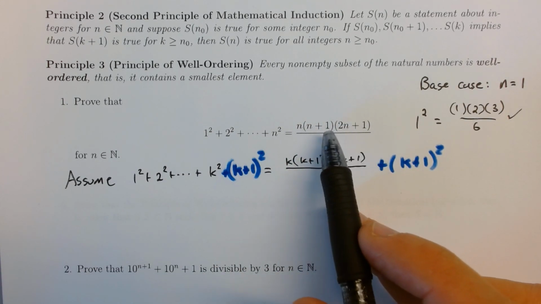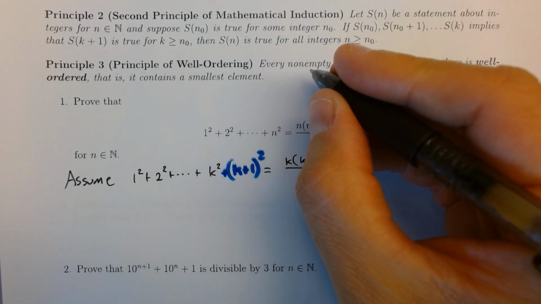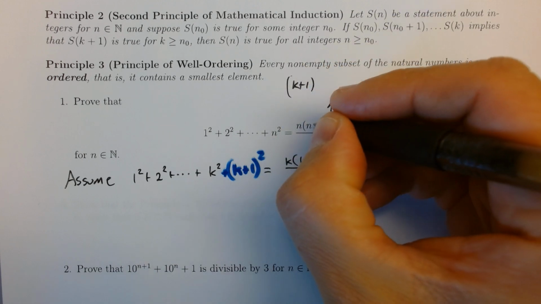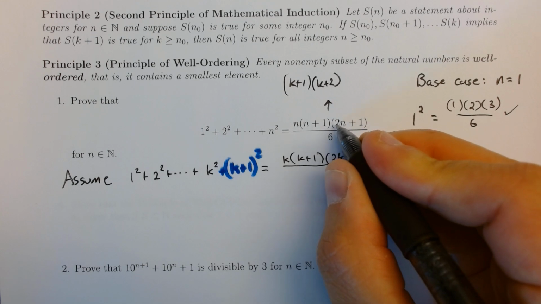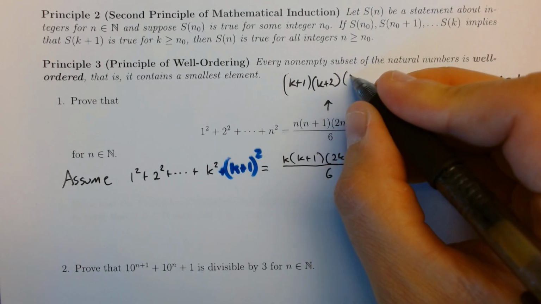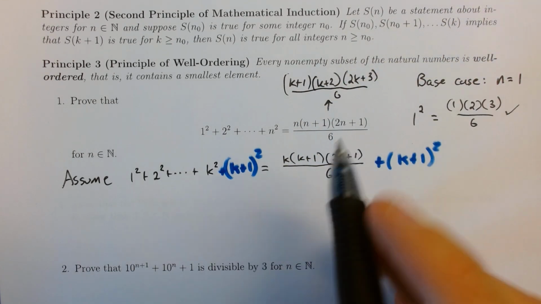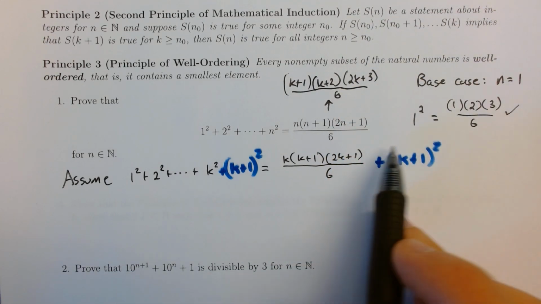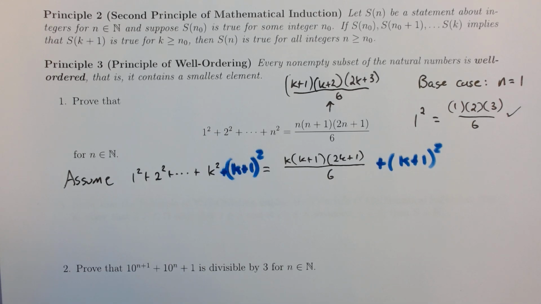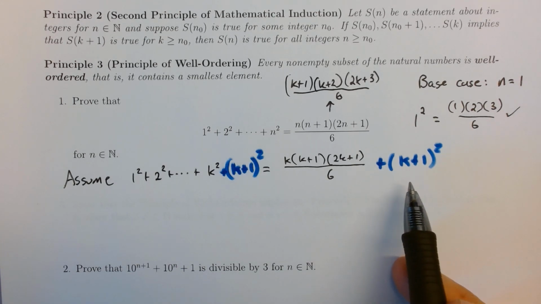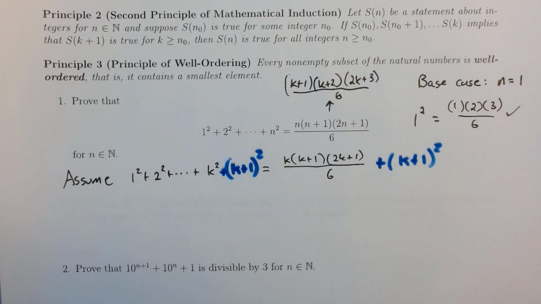Now we just need this. We can actually see what that would look like. If I let n be k plus 1, I have k plus 1 plus 1, so k plus 2. And then if I put a k plus 1 here, I get 2k plus 2 plus 1, so 2k plus 3, and still all over 6. So that's my goal for this right-hand side. I need to show that this right-hand side simplifies to this. So that's where the main part of the work that we'll be doing here is to show that I can simplify this to this, which is just some algebra.